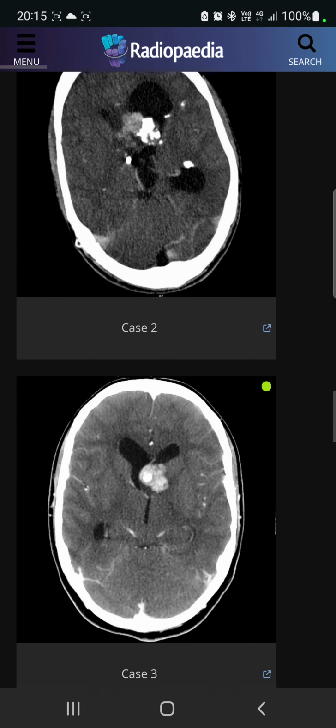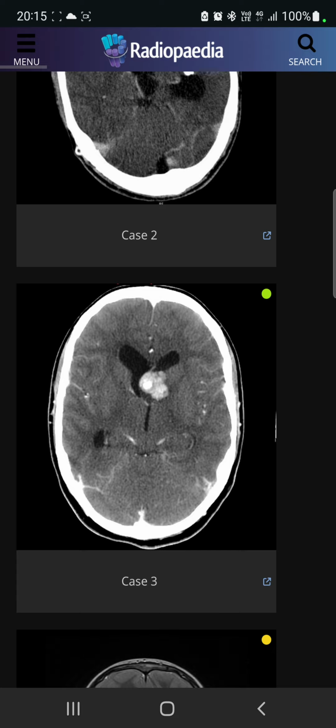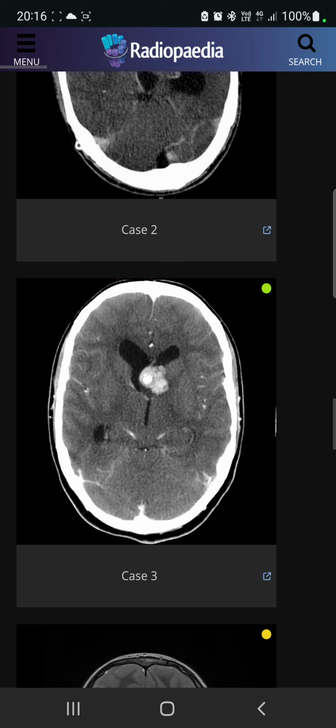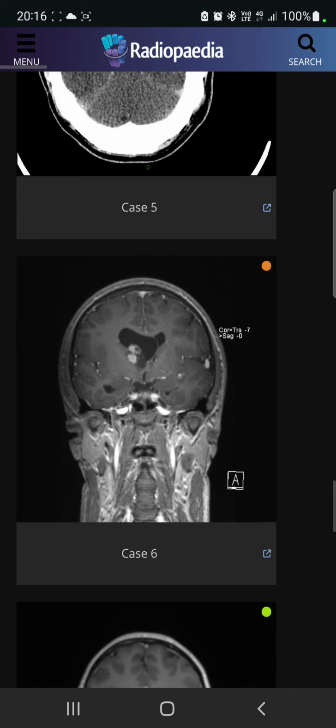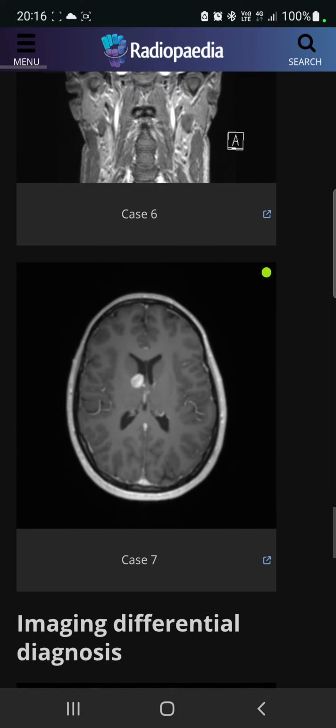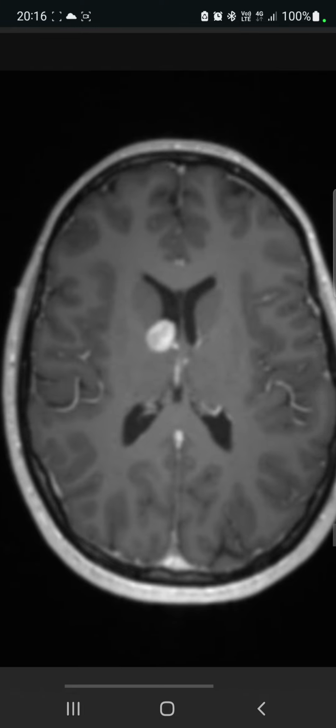It's usually enhancing, so if we look at the T1 gadolinium right over here, you can see how enhancing this lesion is when you're using gadolinium. And again, look that it is in the lateral ventricle near the foramen of Monro.